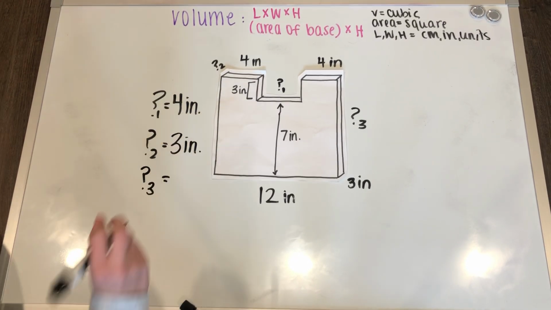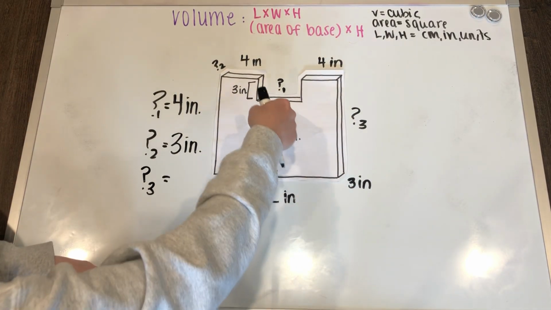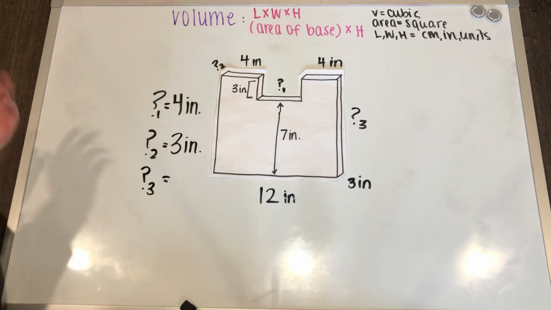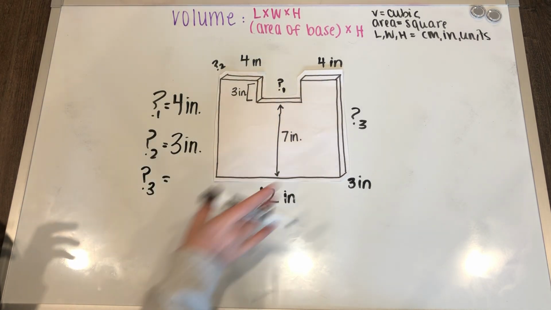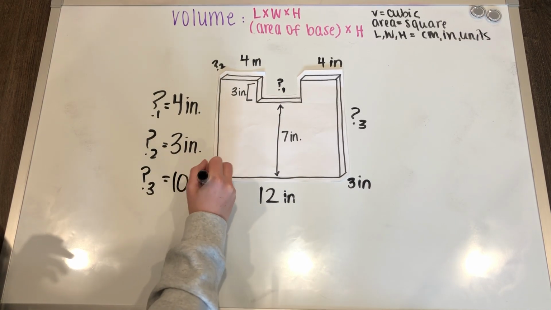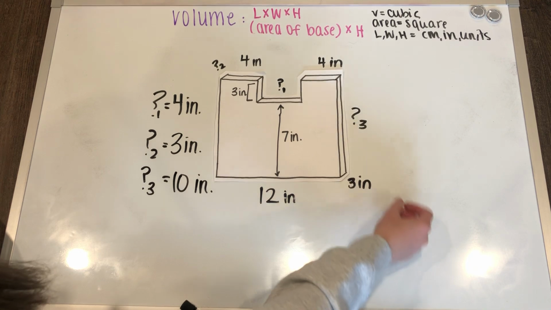Now let's look at question mark 3. So here's the total height we're trying to figure out. Well, we know that from here to here is 7, and from here to here is 3, so we have to add it up to find the total amount. 7 plus 3 is 10. Okay? So all of these are just in plain inches because we didn't find the volume or the area of anything. So that would be how you would find those missing pieces with this composite prism.